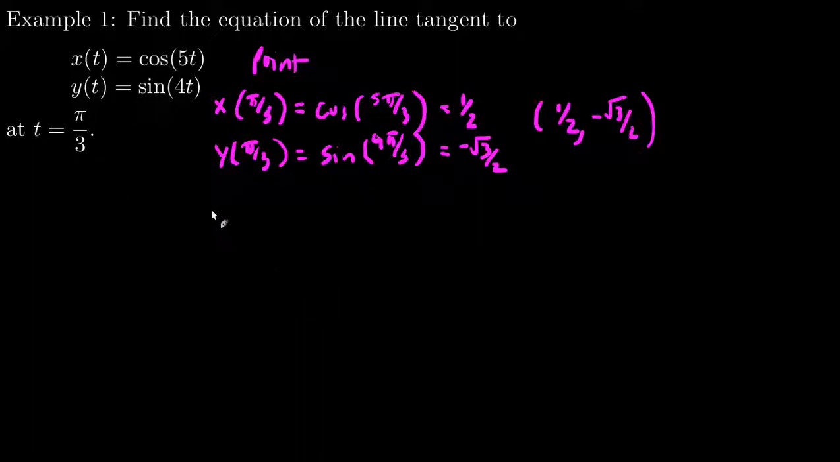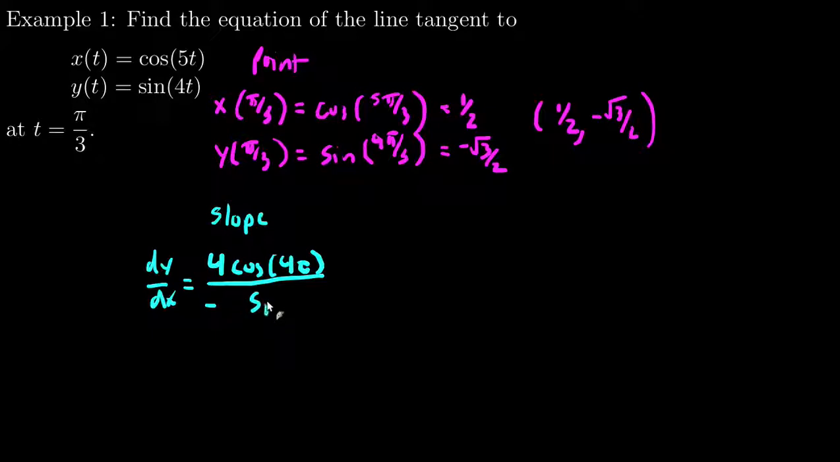After I have the point, I need to find the slope. So I need dy dx. I take the derivative of sine with respect to t, so that's going to be 4 cosine 4t. Doing chain rule, derivative of sine is cosine, derivative of 4t is the 4. And divide that by the derivative of x of t, which is here. So the derivative of cosine is negative sine, and the derivative of 5t is 5, a little bit of chain rule there.